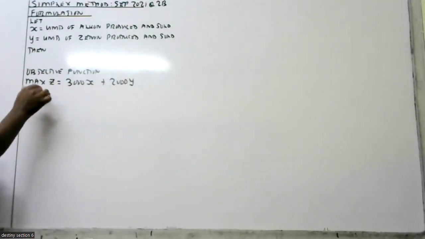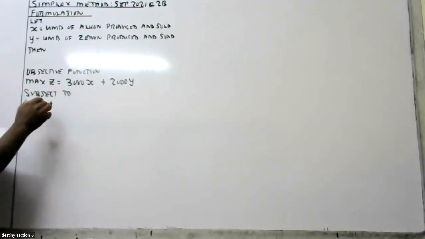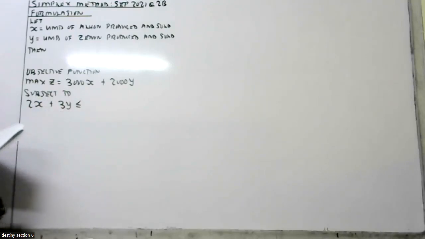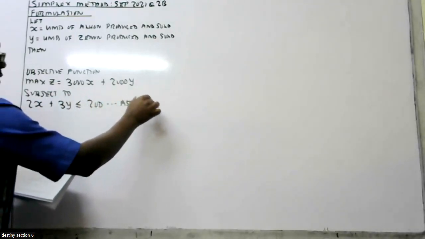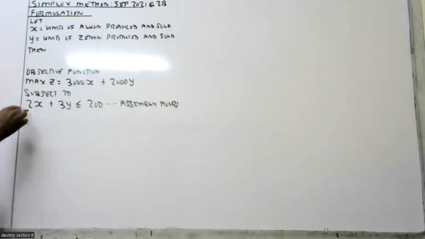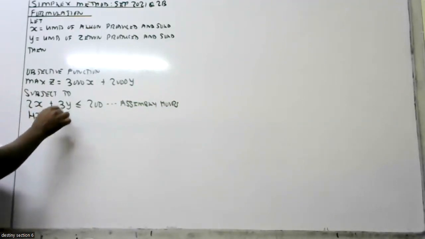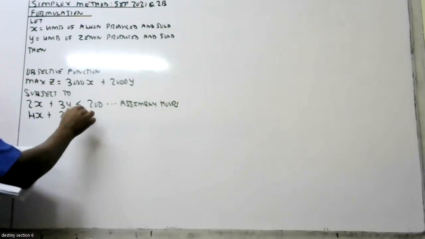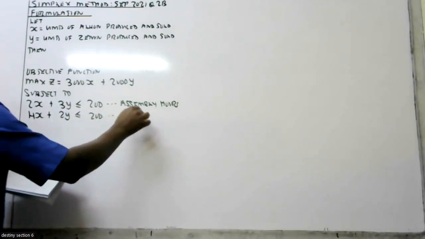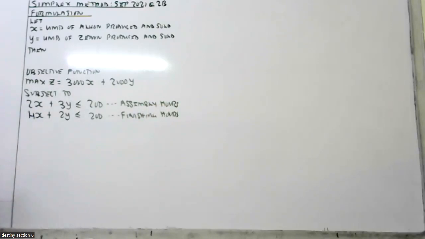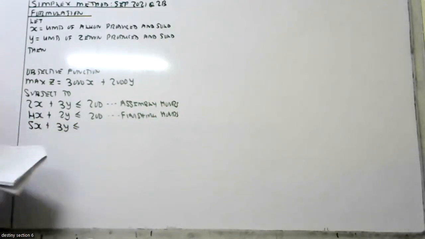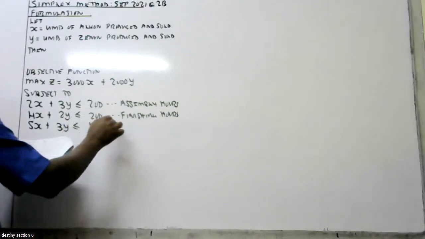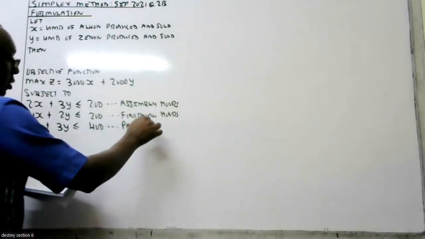Now this is subject to, if you look at the assembly, it is 2X plus 3Y is less than or equal to 200, the assembly hours. I have 4X plus 2Y less than or equal to 200. This is finishing hours. Then 5X plus 3Y less than or equal to 400, and this is packaging hours.